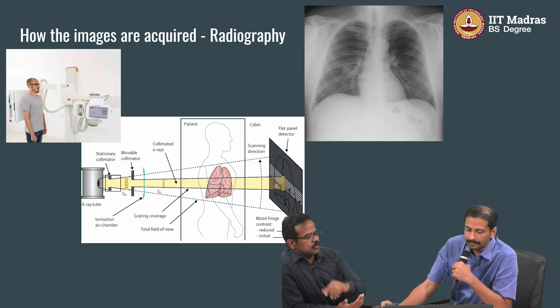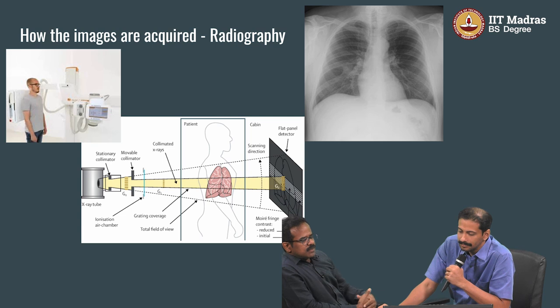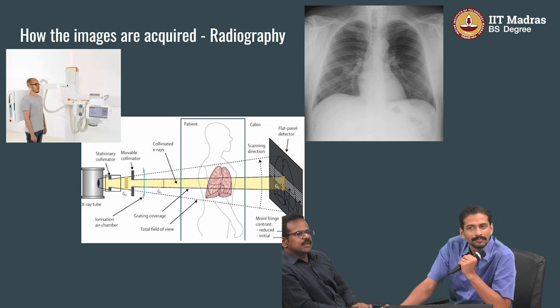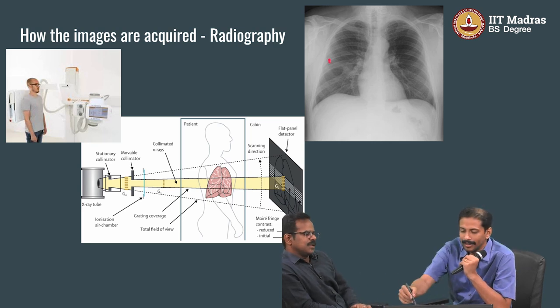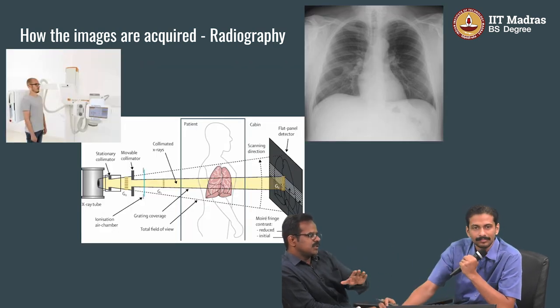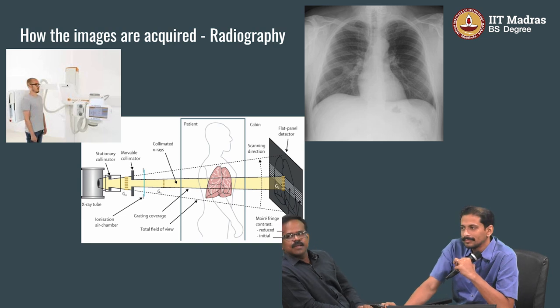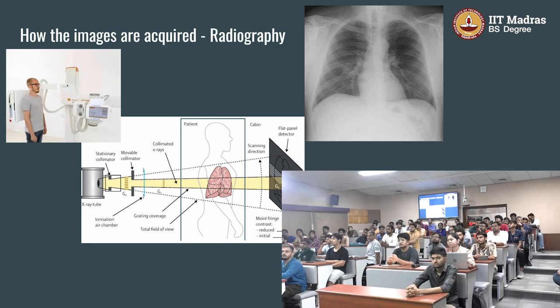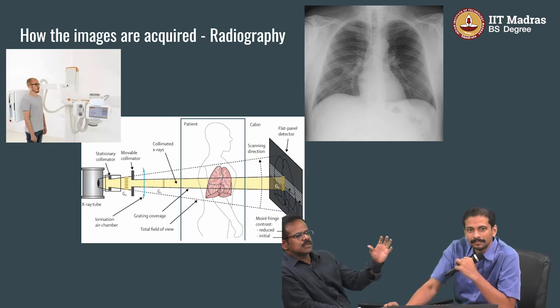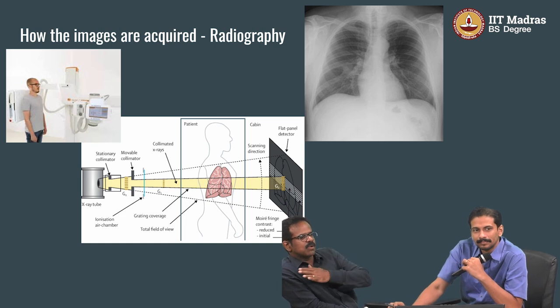So Deva, you are showing an X-ray. What is the white region here? Anyone can guess what is white there? Yeah, bones. In terms of physics, what happened to the X-ray in these regions? Yes, that is good. Attenuation, what we call attenuation. The X-ray was not allowed to pass. It was blocked by the bones.